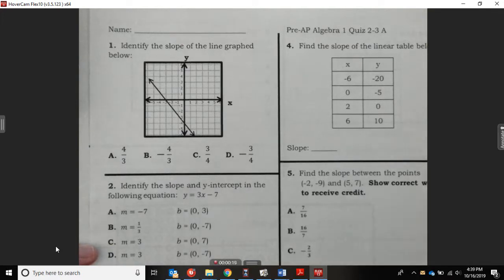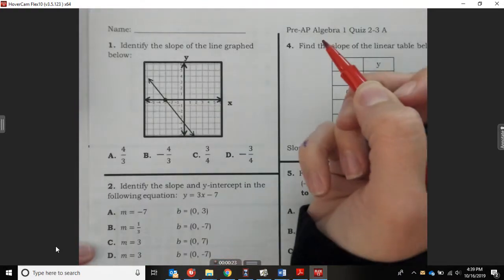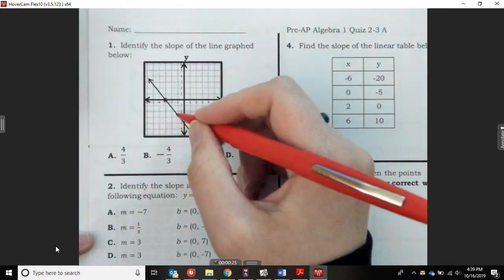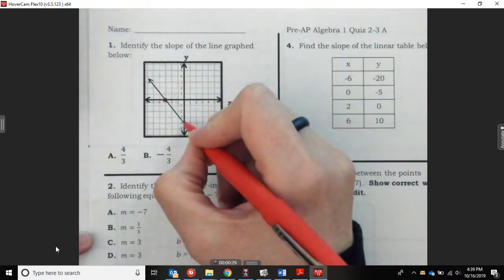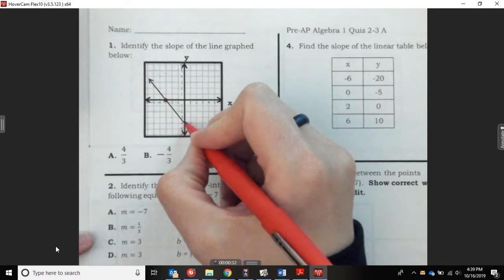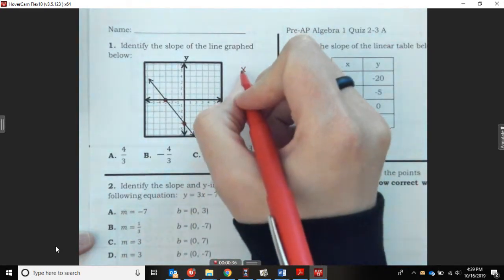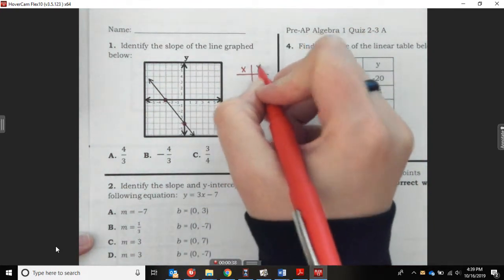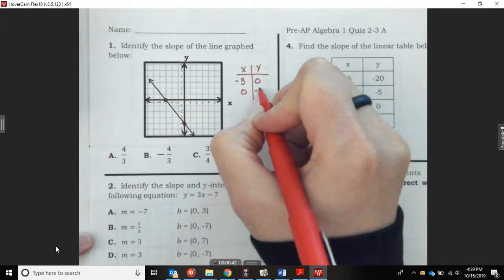And remember, when you find slope from a graph, you need 2 points. So I'm going to pick the 2 points that seem the easiest to find, and they have to be on the corners. So I have -3, 0, and then 0, -4. I'm going to write those out here as well on a table, which will help me in a little bit. So -3, 0, and 0, -4.